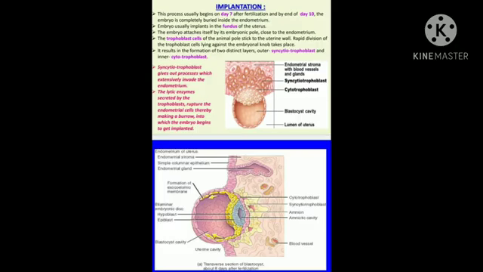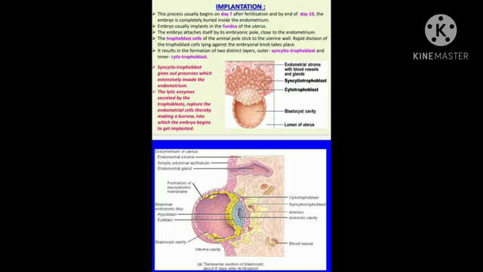So the blastocyst, after its formation, gets implanted or embedded into the endometrium wall of the uterus. This process usually begins on day 7 after fertilization, and by the end of the 10th day, the embryo is completely buried inside the endometrium.